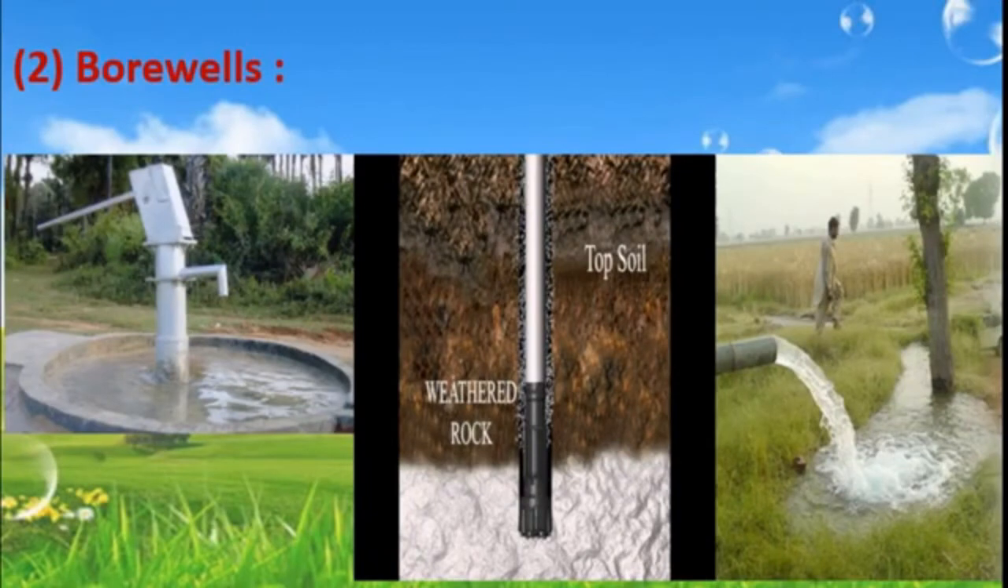Now the second one is bore wells. You are familiar with this, correct? Bore wells. You can see three pictures here. First one is bore well. We can see on the earth. And the second picture shows how it is inside the earth. See, a tube will be there. Very small and narrow tube goes inside the earth up to the water level. And in the third, by using the pump, it is supplied to the cultivation or for the agriculture.